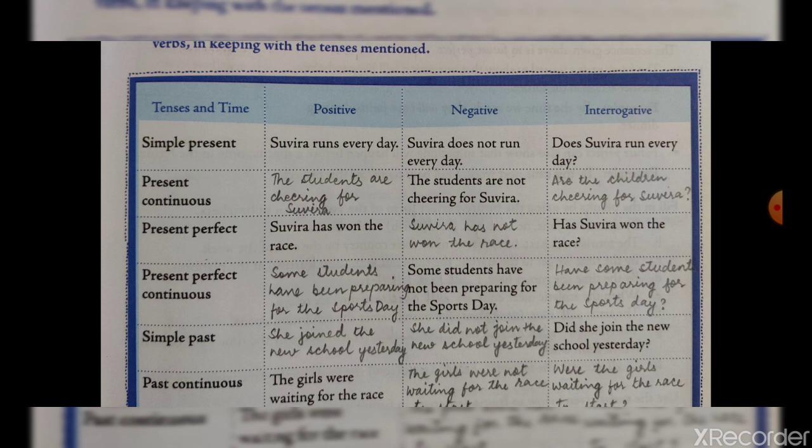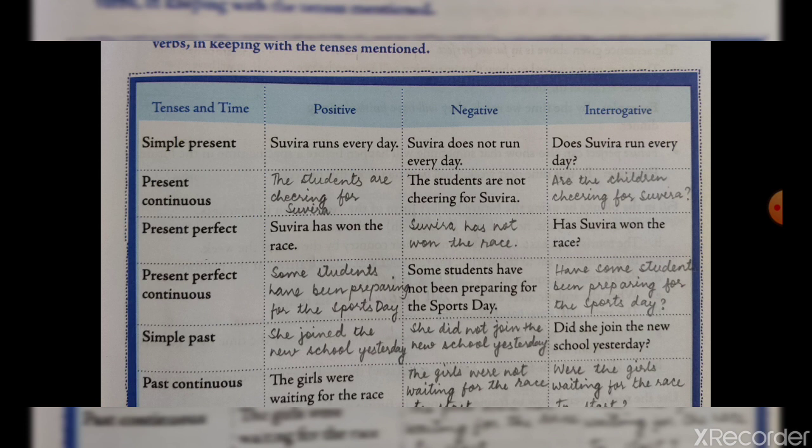Suvira has won the race. We have to write it in present perfect. Suvira has won the race. The negative sentence of this positive sentence will be Suvira has not won the race, and the interrogative will be, has Suvira won the race.